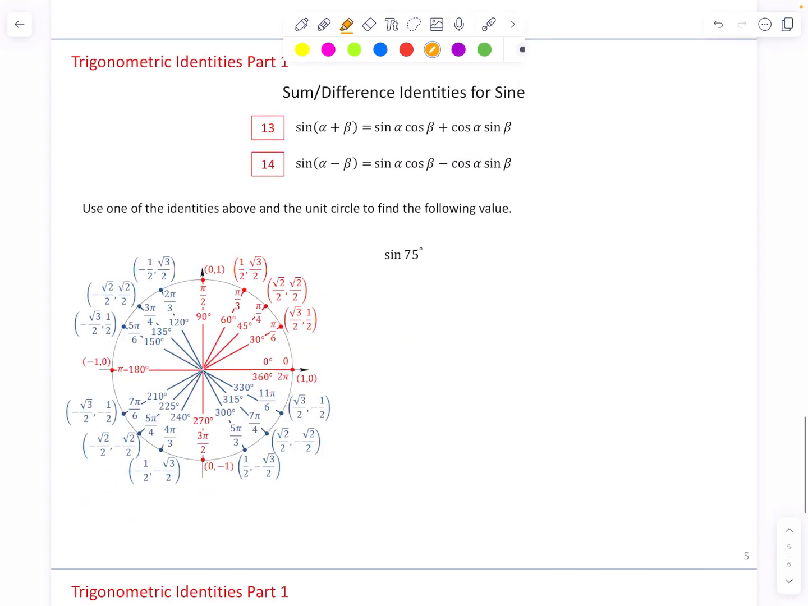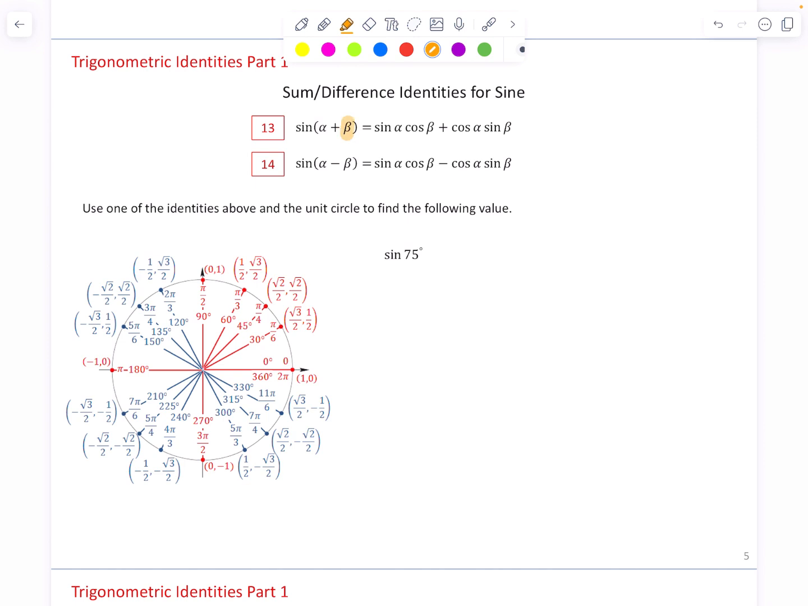Okay, the next slide. These are the sum and difference identities for sine. Identity number 13 is that if you do the sine of alpha plus beta, you can instead do sine of the first angle times cosine of the second angle, and then plus, which matches the plus there, cosine of the first angle times sine of the second angle. Now, we're not going to prove this identity. We'll just take it as true.